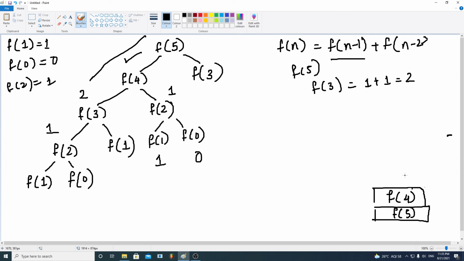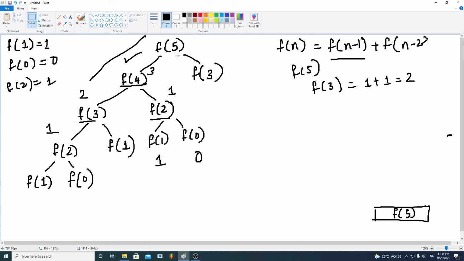So for f of 4, it will come back here, and then it will come across f of 3, and it will come across f of 2. So it will calculate f of 4, that is going to be 3, since we know what the values of f of 3 and f of 2 are. So it will just be 3. And finally, it will delete this part from the stack.